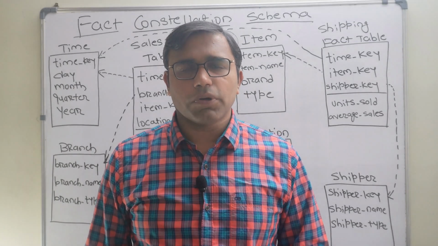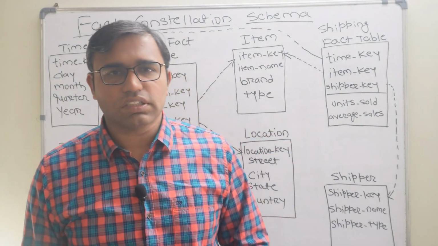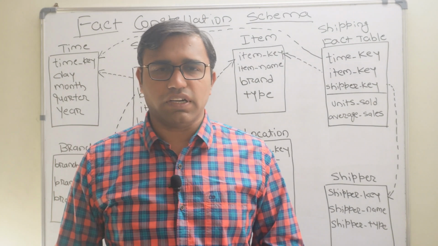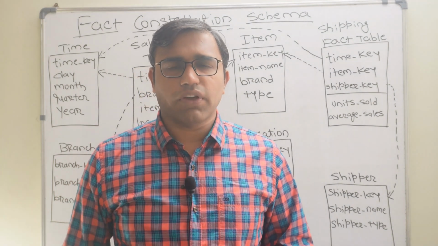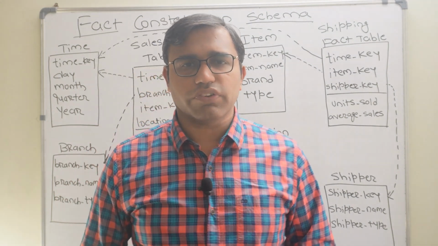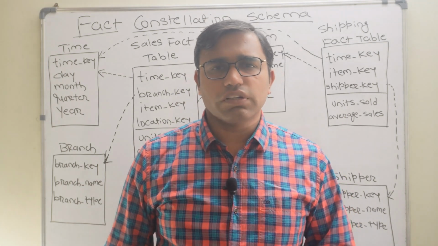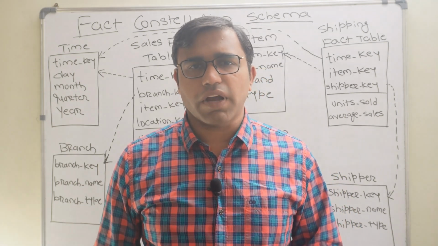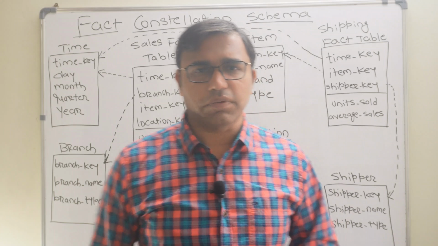Hello friends, the topic of today's video is fact constellation schema. There are three types of schema in data warehouse: star schema, snowflake schema and fact constellation schema. In this video, I will introduce you to what a fact constellation schema is and how to draw one.